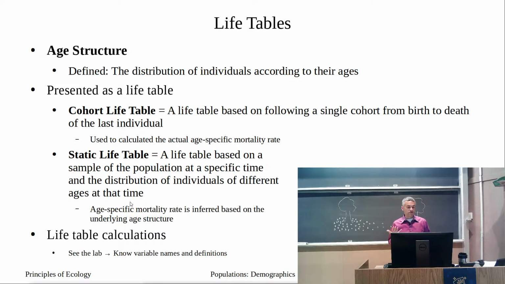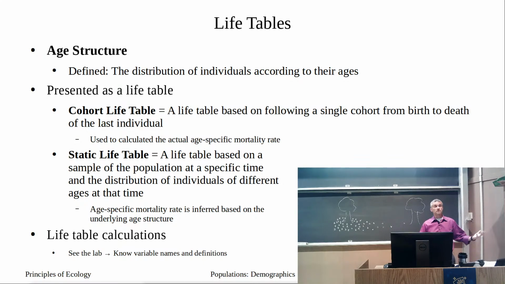And why would it be inferred? It's because we don't know exactly what caused the deaths. It might be possible that we see a large decrease from 30 years old to 40 years old. Maybe that came about because some event happened in that one year, and those individuals were more likely to die.